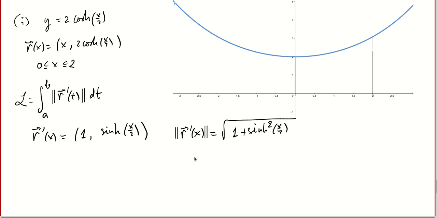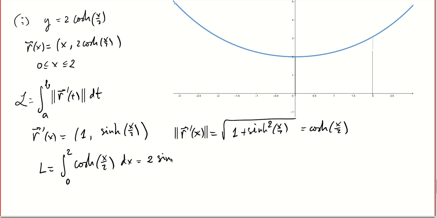Okay, 1 plus the hyperbolic sine squared is the square of the hyperbolic cosine, and the square root makes this the hyperbolic cosine of x half. So the length that we want to calculate is the integral from 0 to 2 of the hyperbolic cosine of x half. This is straightforward, there's an immediate primitive of this. This is 2 times the hyperbolic sine of x half between 0 and 2.